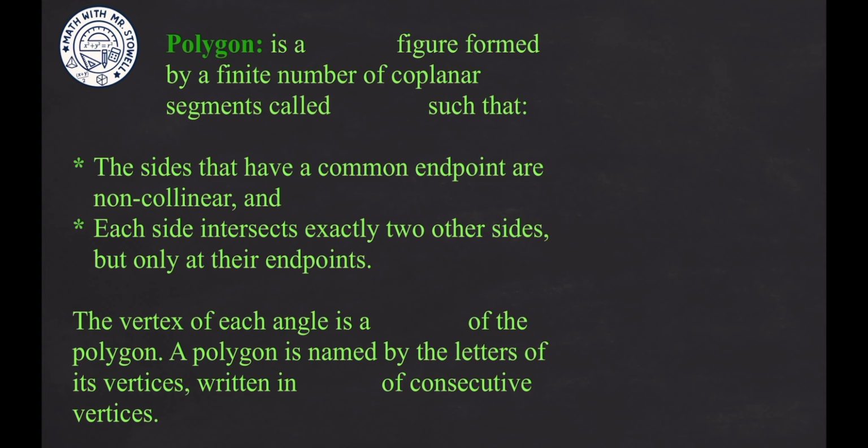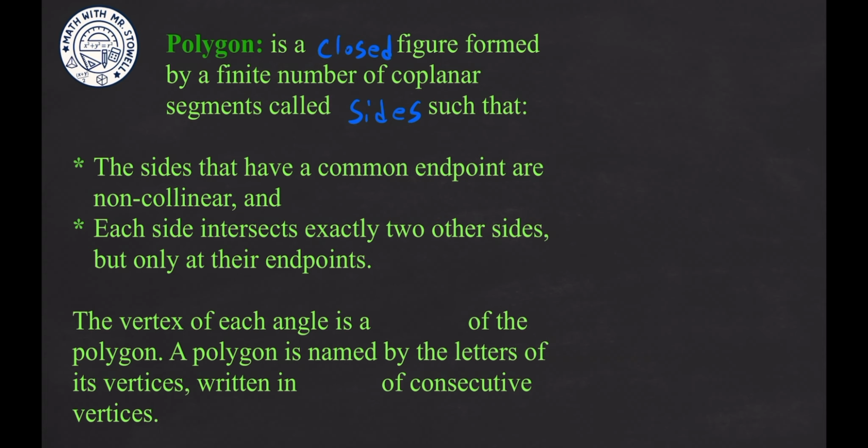A polygon is a closed figure. It is closed. And it's a closed figure formed by a finite number of coplanar segments. Remember, coplanar means they all lie on the same plane. These segments are going to be called sides, such that two things happen.